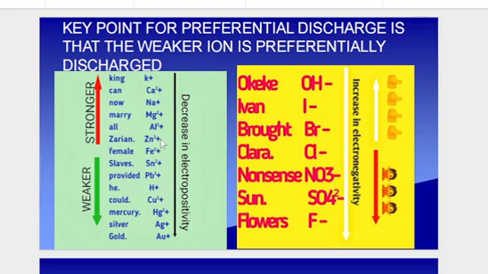So just have that in mind, that the general principle of preferential discharge, or the first general principle, is that in a competition between ions, the weaker ion is preferentially discharged. Hope this is understood.